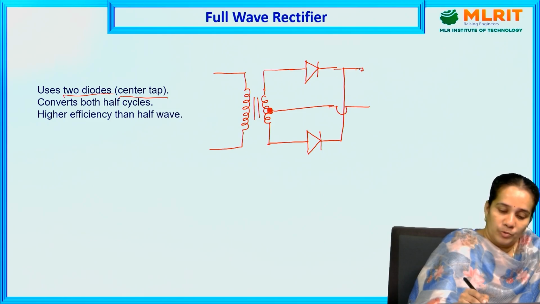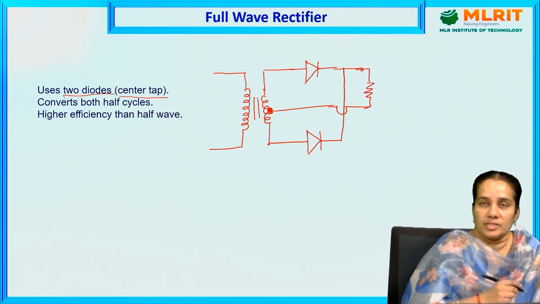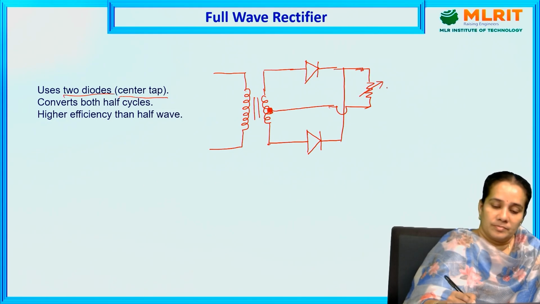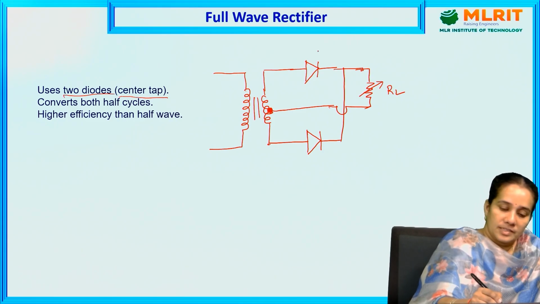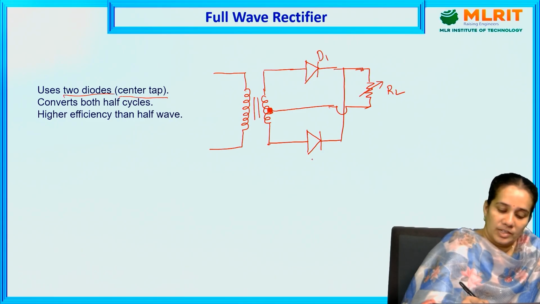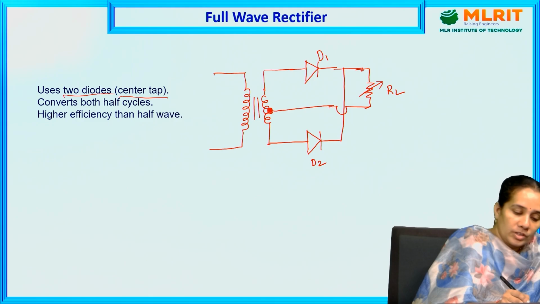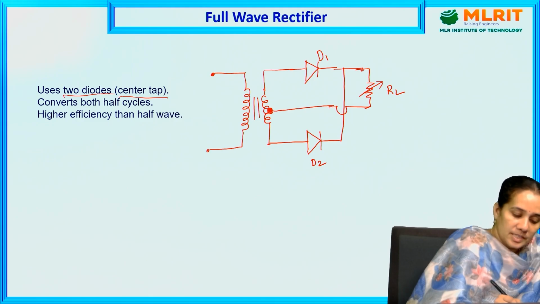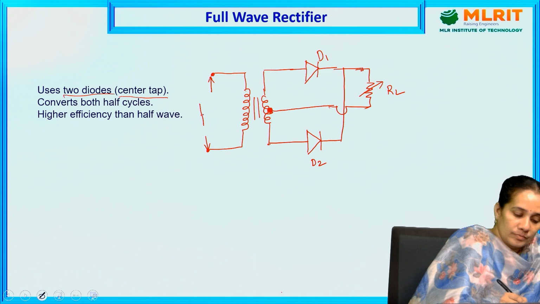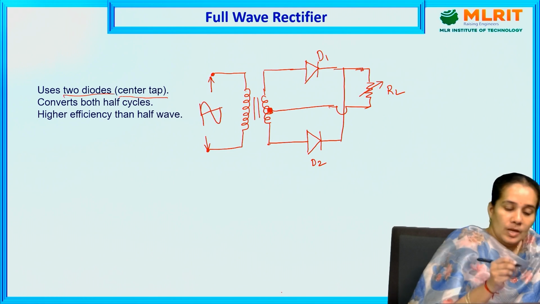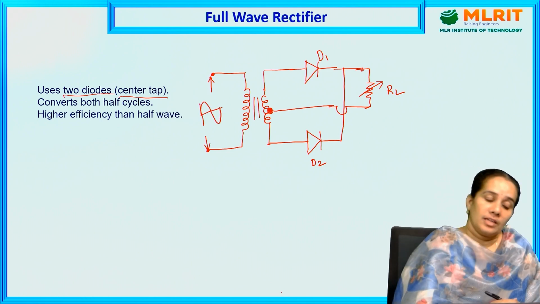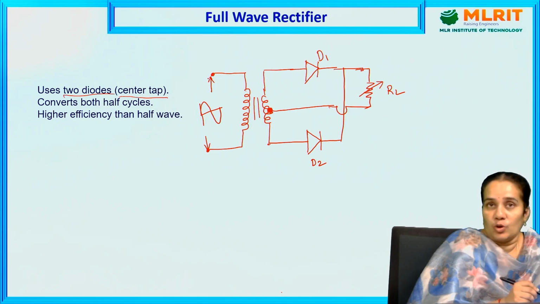And the output of the two diodes is connected to the load resistance. This is the diode D1 and this one is the diode D2. What is the input for the rectifier? AC signal. Same as the half wave rectifier, here also the full wave rectifier is operated in two modes.